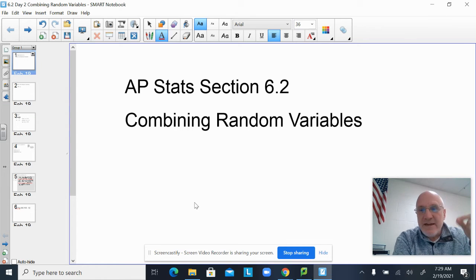And the other part of that linear transformation was if we just took a random variable and added $7 to each of the prizes, the mean would go up by that 7. The standard deviation and variance would not change at all. So that was the first conclusion.